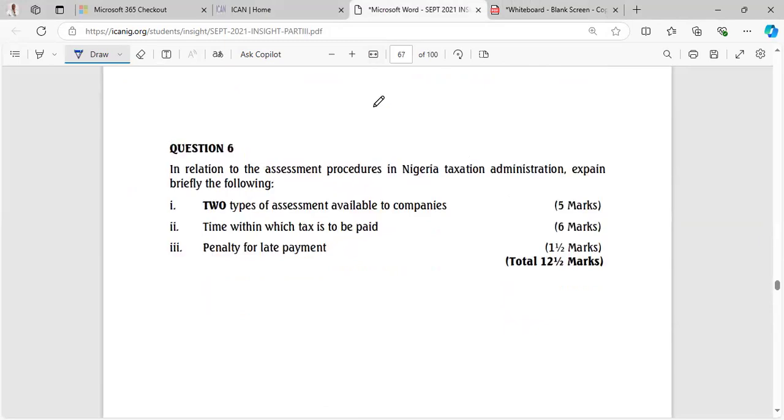All right, so this is question number 6. We are not going to take that because it is a theory question. So we've been able to solve all the calculation questions in September 2021. In our next class, we are going to take another past question and try to solve all the calculations for that year.